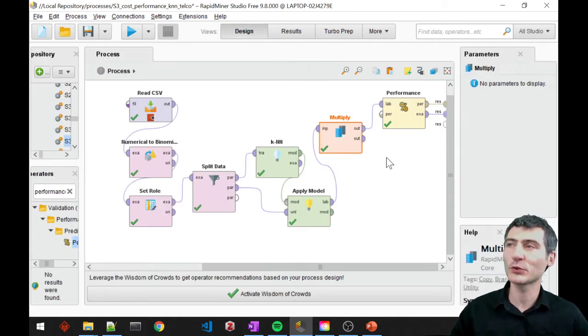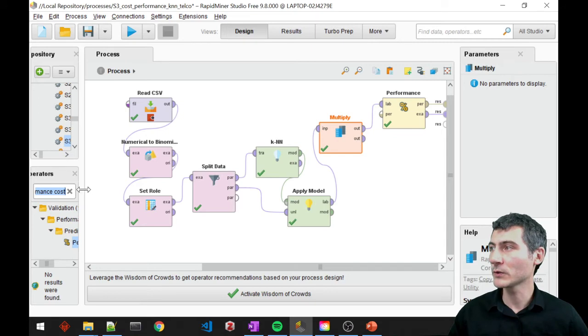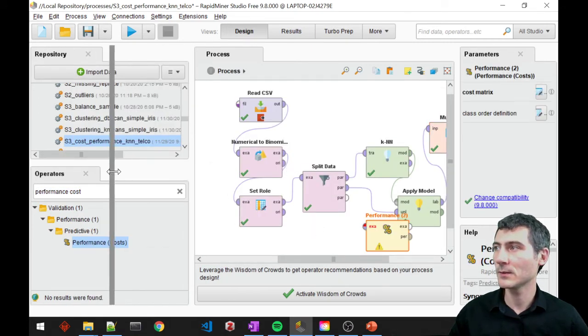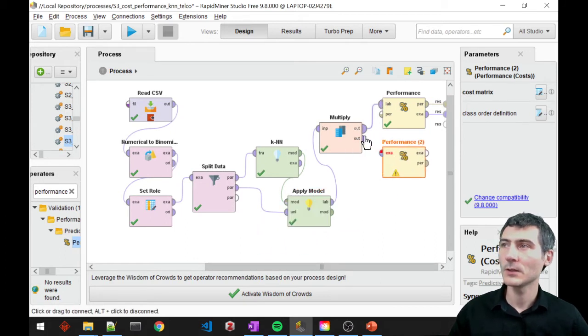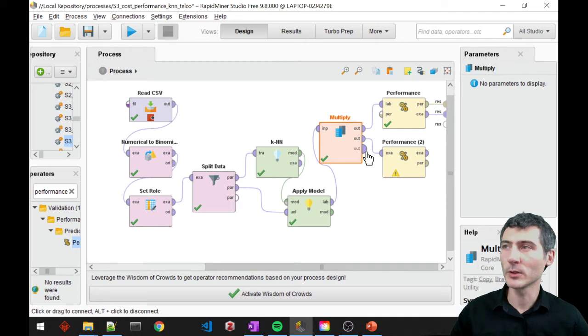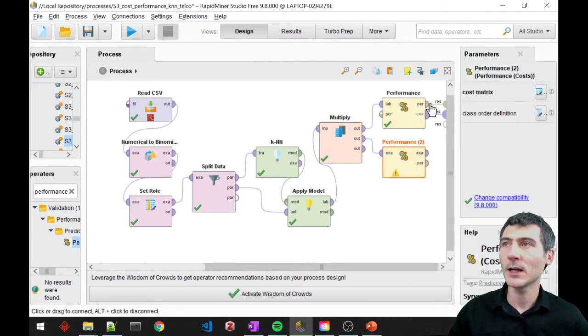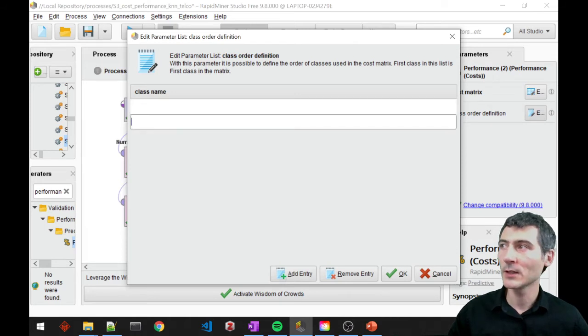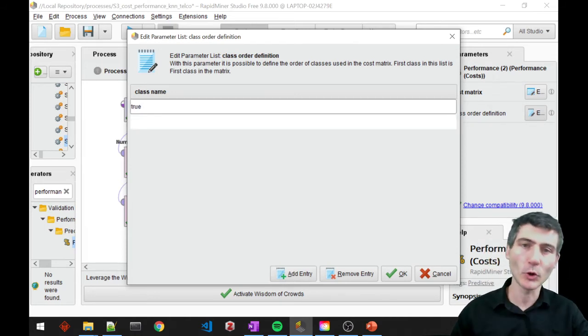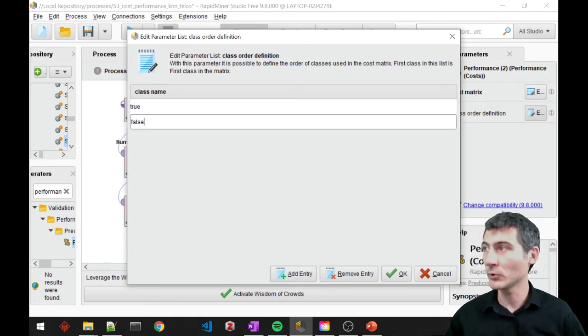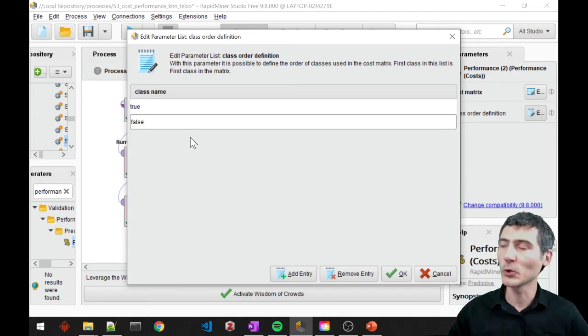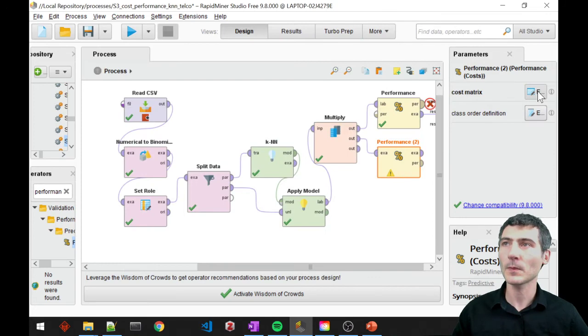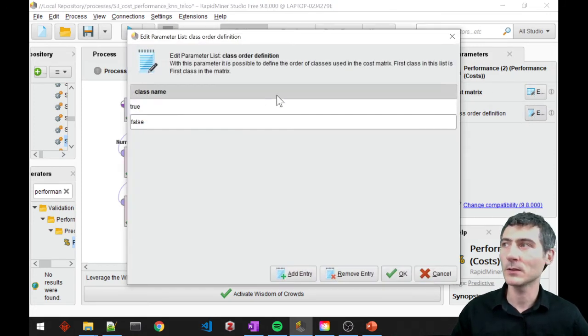So let's assign costs to different types of errors. In order to do that, I'm going to use a performance cost block. Here it is. This is going to take the outcome of my model, the predictions, as an input. Then I need to set two things here. First of all, the order of the classes. I have two classes, right? One is true, meaning that the customer is going to churn. And the second one is false, because we turned these into binomial attributes. False means the customer is not going to churn, it's a loyal customer. We should also assign cost matrices, but don't forget the order here: the first class is true and the second class is false.